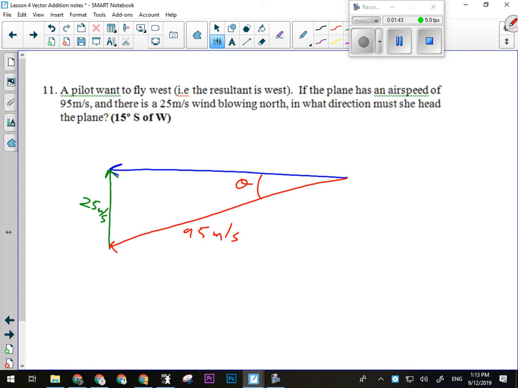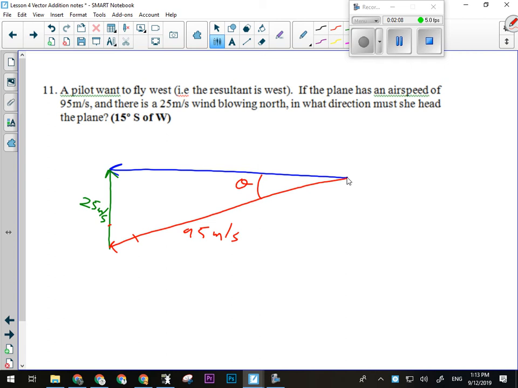Now I heard a few people saying that they got the other angle, which is fine as long as you didn't find this one. Okay? That angle will be 75, but it's not in the right direction. Okay? We don't want to find that one. We want to find the one that's pointing in the direction that the plane is flying, and that's this angle. Everybody follow there? Okay? It points from where it started to where it ends.